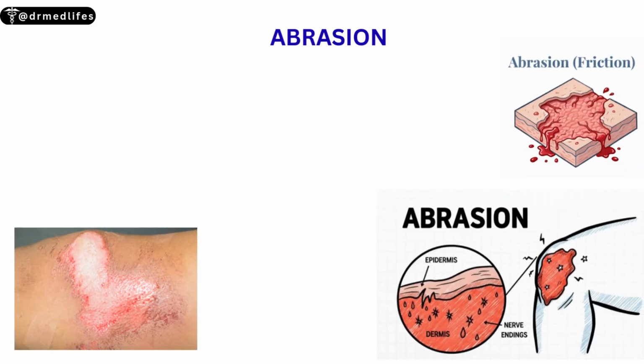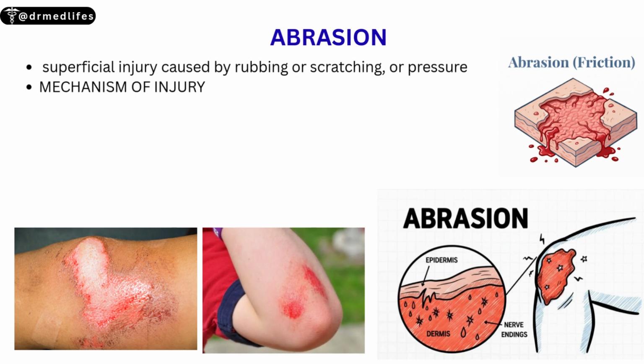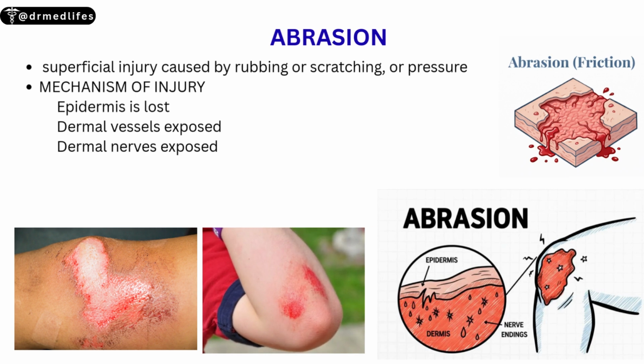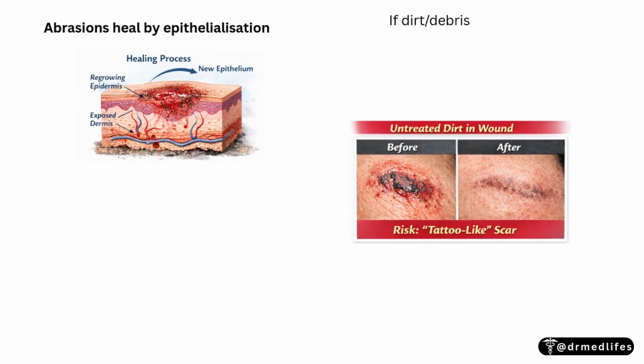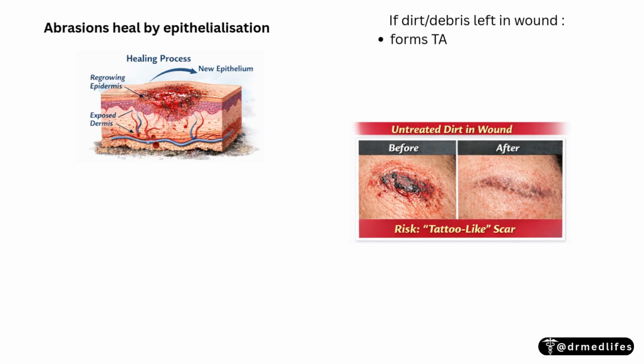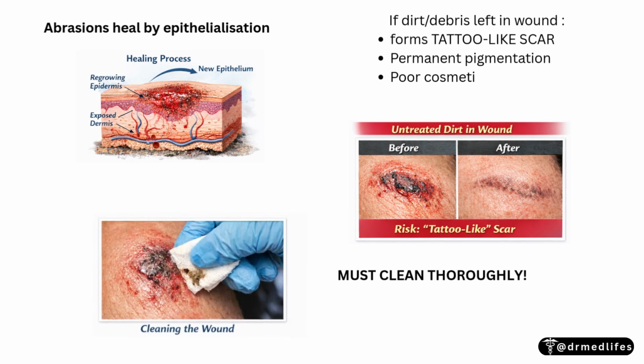An abrasion is a superficial injury caused by rubbing or scratching or pressure. Here, the epidermis is lost, exposing dermal vessels and nerves, causing profuse and painful oozing. Abrasion heals by epithelialization. Any dirt or foreign body on the abrasion must be removed. If you leave it in, there is a risk of forming poor tattoo-like scars.